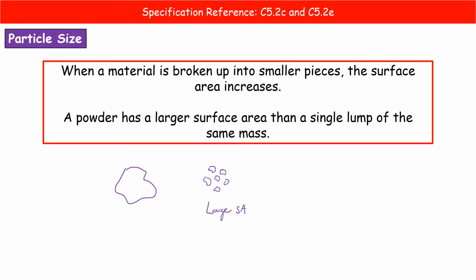Because what we've done there is we've exposed the bits that were previously kind of trapped inside. So the more we've broken it up, the larger the surface area will be. So a powder has a much larger surface area than a single lump of the same mass of material.